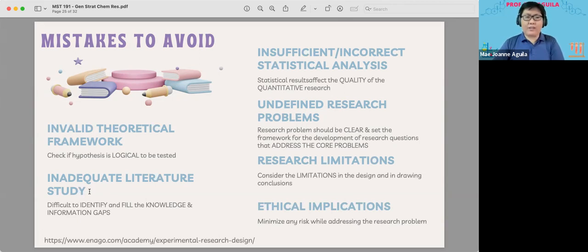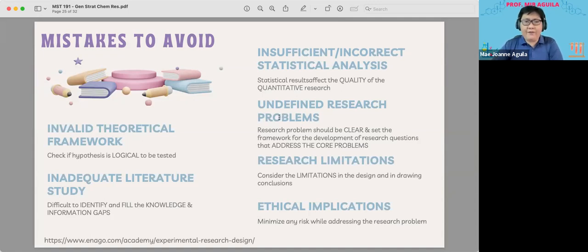It's quite important that you have adequate literature study. If this is lacking, it will be difficult to identify what the current knowledge is, where you need to fill the knowledge gaps. Remember, your research or your student research should address the filling of the information gaps. So particularly for quantitative research, if you have an insufficient or incorrect statistical analysis. So the statistical results actually introduces quality to the data that you have in a quantitative research. So the way that we analyze your data depends on the statistical analysis that you use, if it is the correct one, or even if it is sufficient enough already.